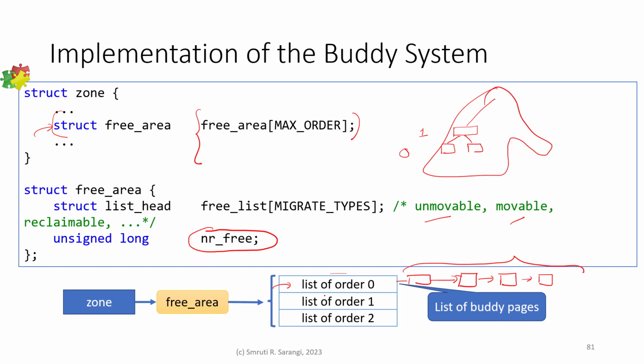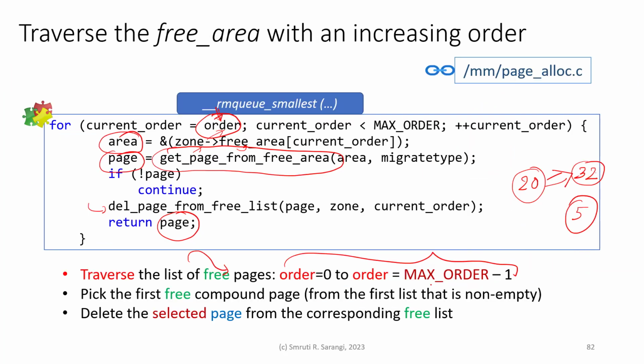This structure points me to a list of free pages whose log of their size is equal to that order. And the moment I find one, I come over here, delete it and use it. I delete the selected page and then I start using it.